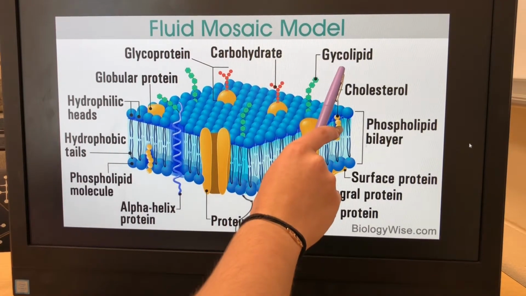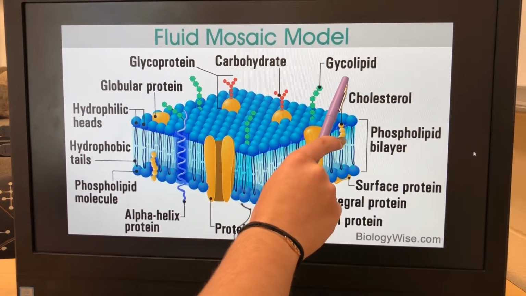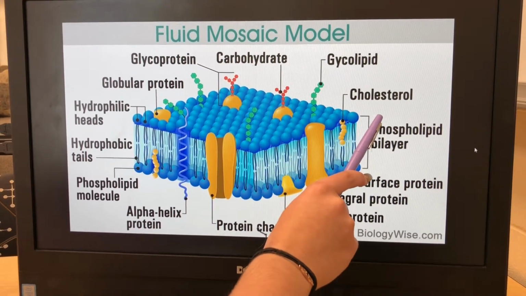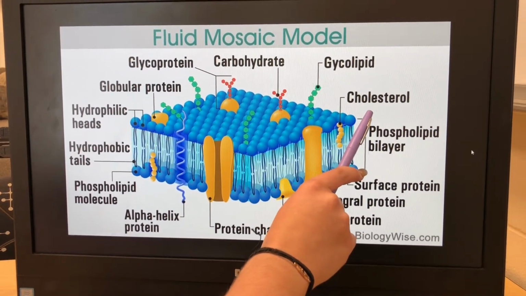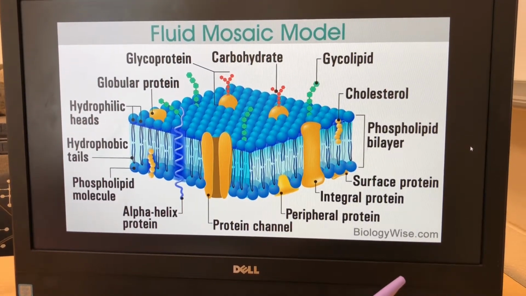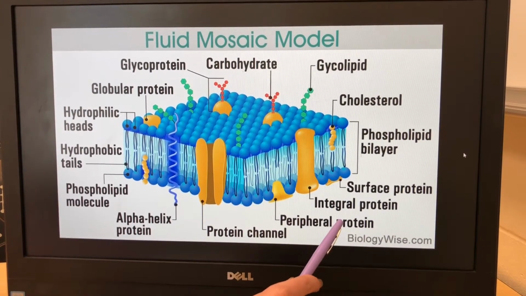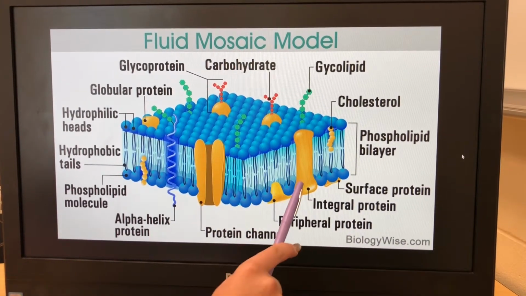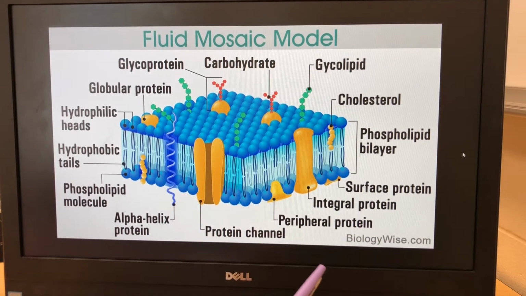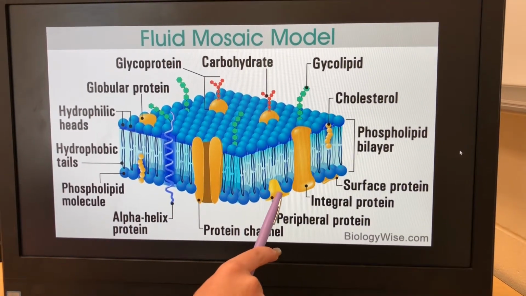Glycolipids are cell surface markers, and they help stick cells together. Cholesterol helps stabilize the membrane. Membrane proteins help transport material in and out of the cell. Integral proteins are built into the structure, and they are transmembrane proteins. Peripheral proteins are inside or outside of the cell, on the edge of the plasma membrane.